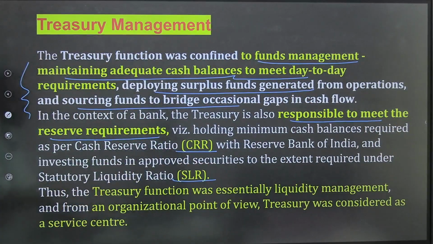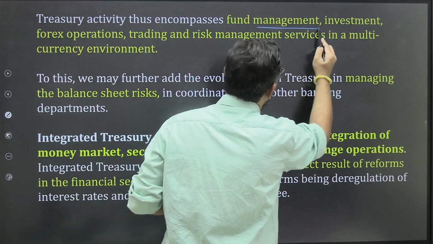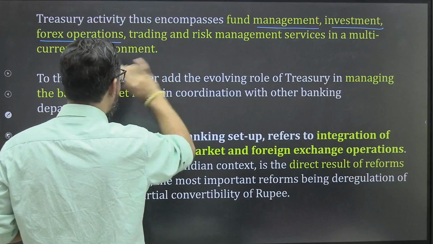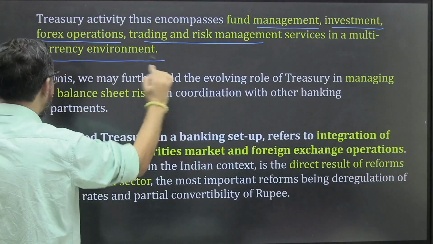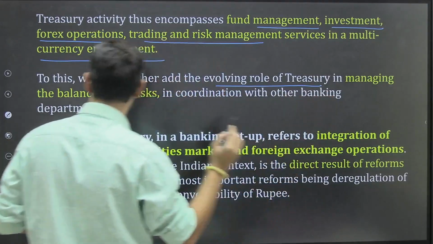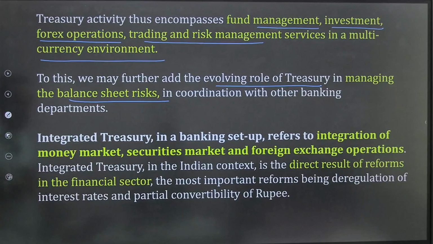So treasury function was essentially liquidity management, and from an organizational point of view, treasury was considered a service center for the bank itself. Treasury activities thus encompass fund management, investment management, forex operations, trading and risk management services in a multiple currency environment. We may further add the evolving role of treasury in managing balance sheet risk, in coordination with other banking departments.